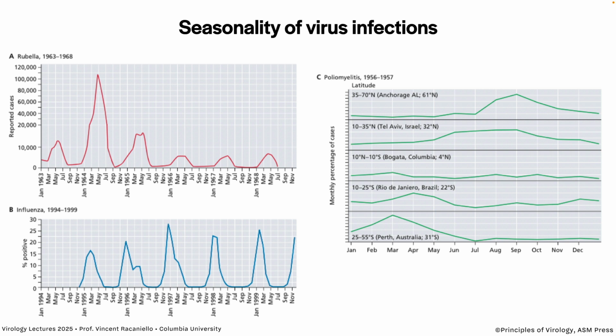Here's rubella. Number of cases with the time of year. You can see a very distinct seasonality. Influenza is a winter disease in temperate climates. And poliomyelitis also, in fact, varies by latitude. You can see different latitudes have different peaks of poliomyelitis. Why is this? It's not clear.